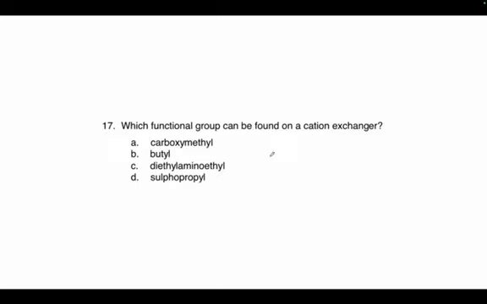Okay. The opposite question, which functional groups can be found in a cation exchanger? Same deal. Remember, the cation exchanger has to bind cations, which are positively charged compounds. So the matrix itself should be negatively charged. There are actually two groups in this list which are cation exchangers. Both carboxymethyl and sulfopropyl are cation exchange resins. Okay, these are both negatively charged resins that can bind cations.